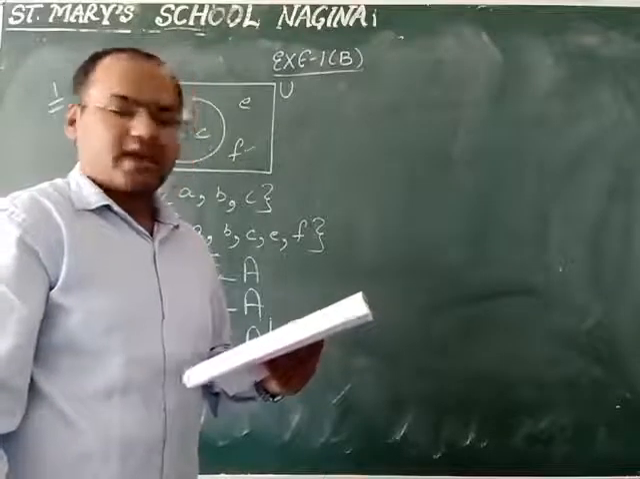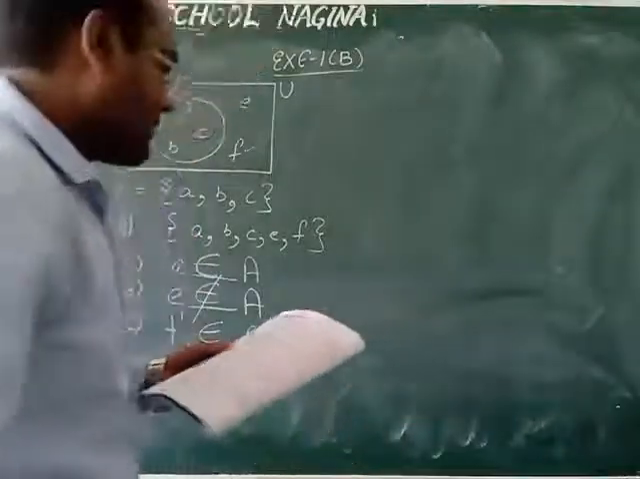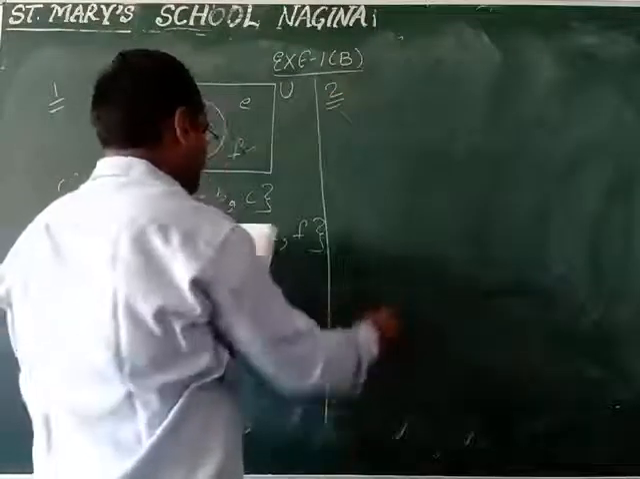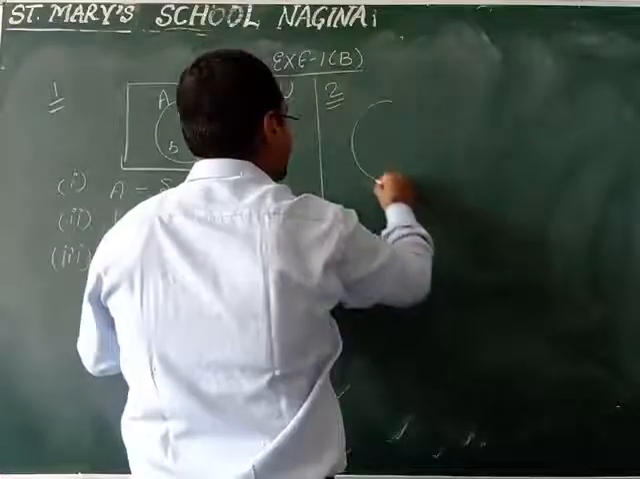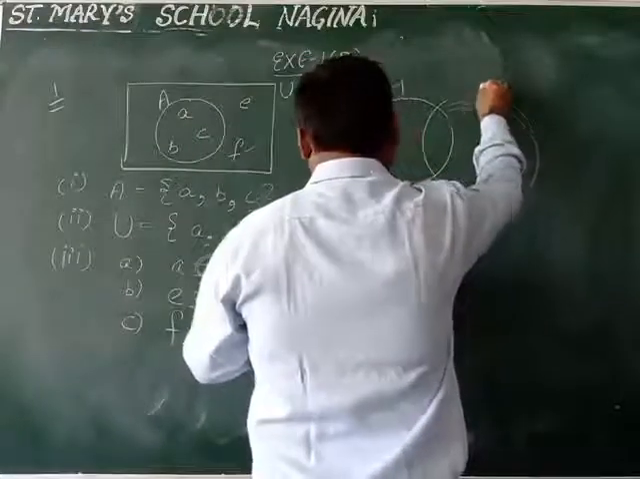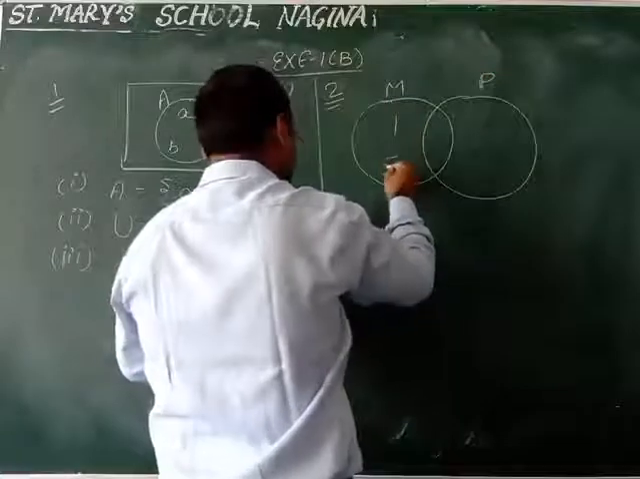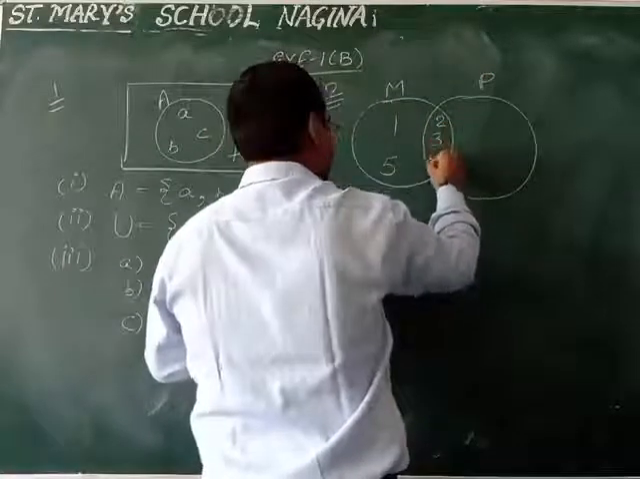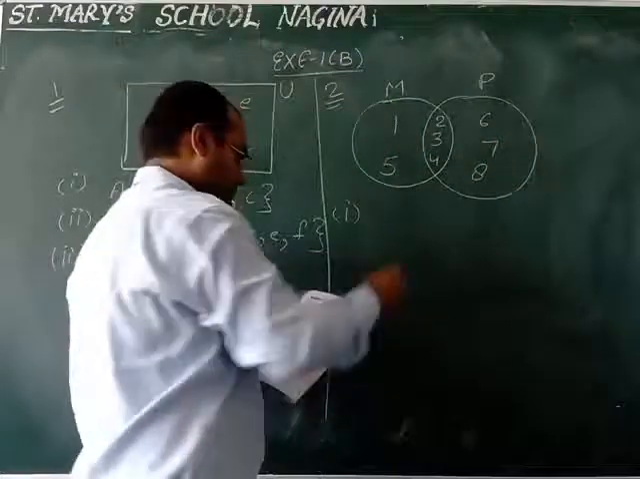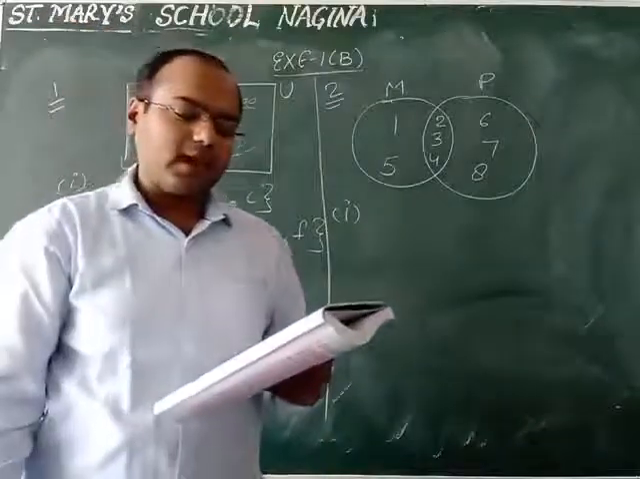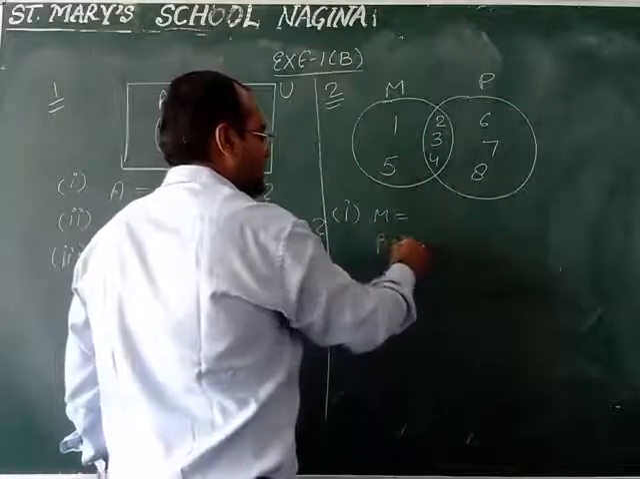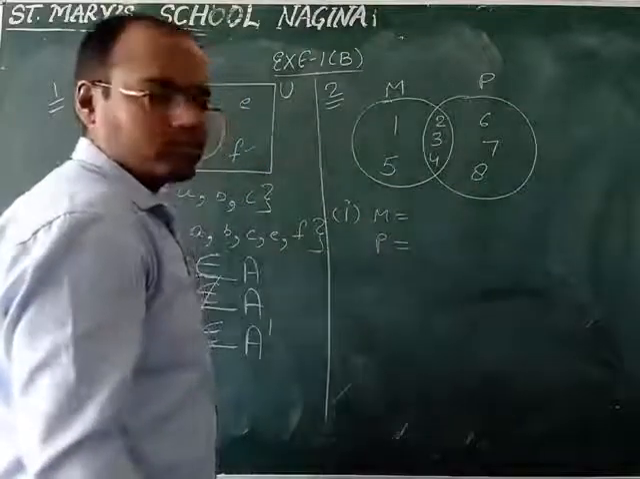Now question number second. A figure is given. Two circles are given. First circle is M, another circle is P. Here it is written 1, 5. Between it is written 2, 3, 4, 6, 7, 8. First part, write the set M and P in the tabular form. We have to write the set M and set P in the tabular form or roster method.